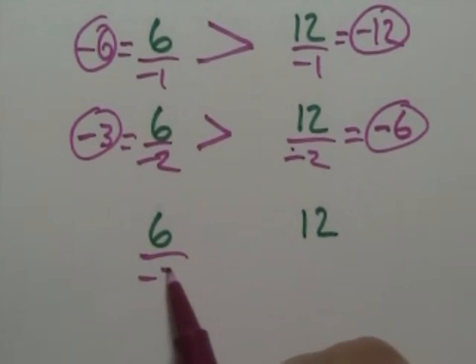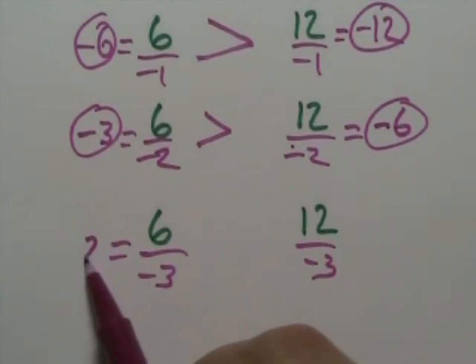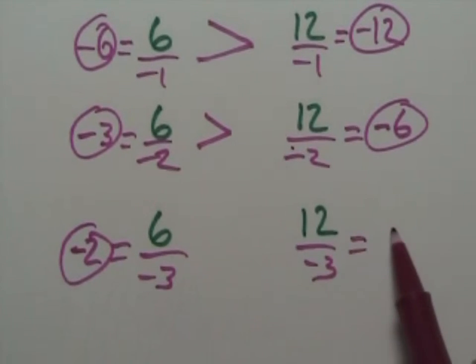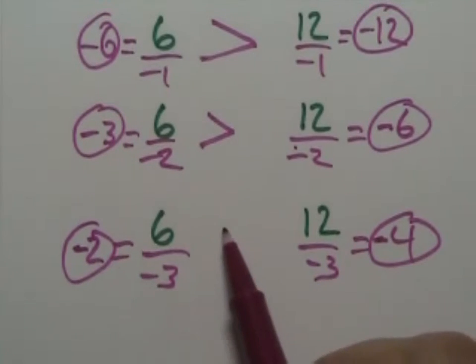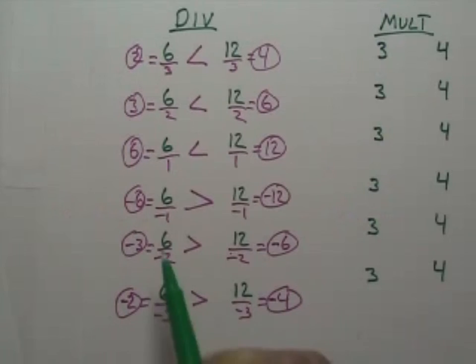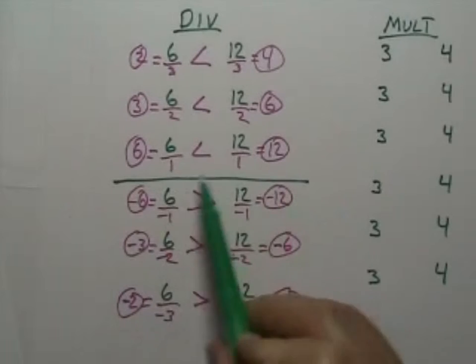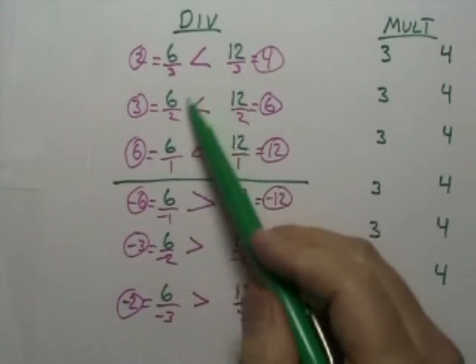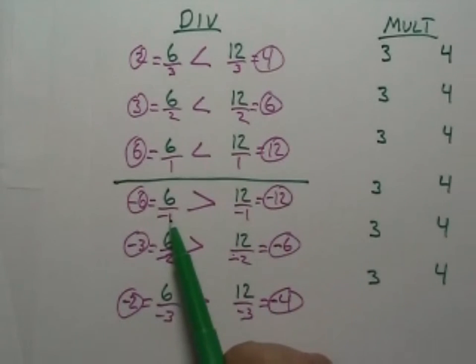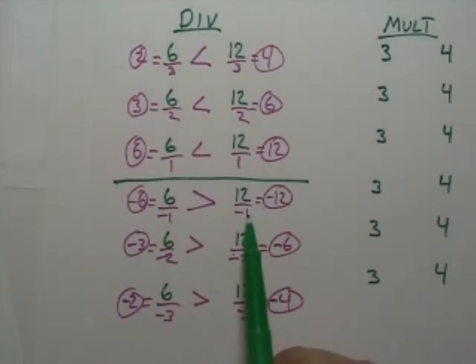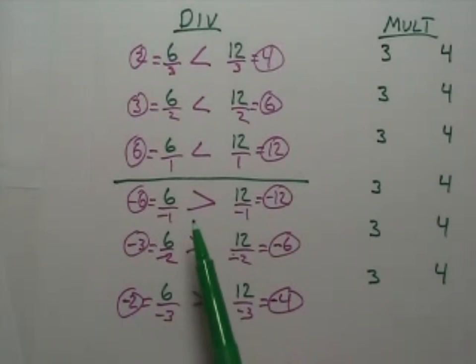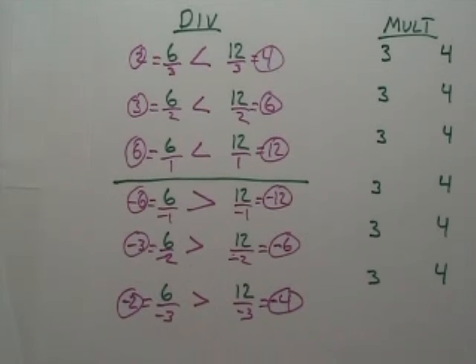I'll do it one more time. This time we'll do it with negative 3. 6 divided by 3 is 2, and there's one negative, so that's negative 2. And over here, 3 goes into 12 4 times, and there's one negative. So again, negative 2 is more than negative 4. One observation to make is that whenever I divided by a positive, it was less than, but when I divided by a negative, I had to change the arrow. I had to reverse the arrow. So when I divide by a negative, I need to reverse the arrow to make it true.